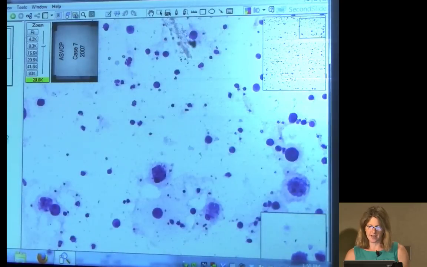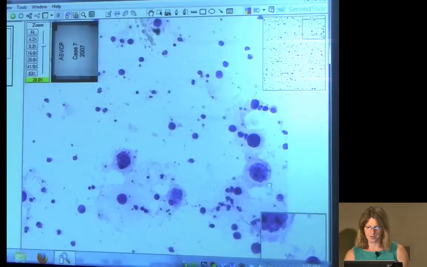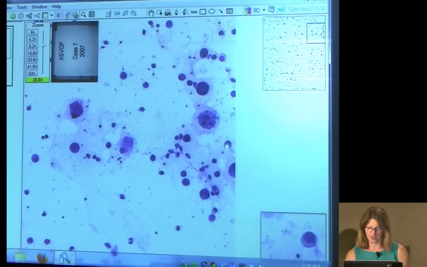So you want to find a well-spread area and something that's well-spread. So I kind of like that macrophage, and that's the cell I was looking for, and that's the plasma cell. Eccentric nucleus, deep blue cytoplasm. So let's zoom in on that.